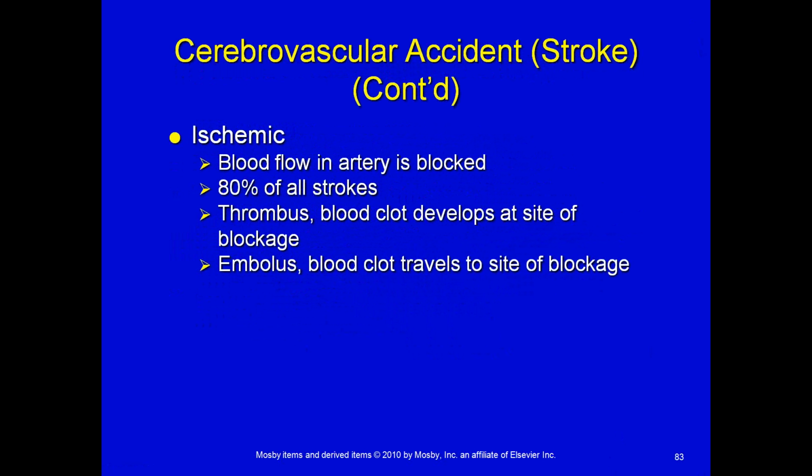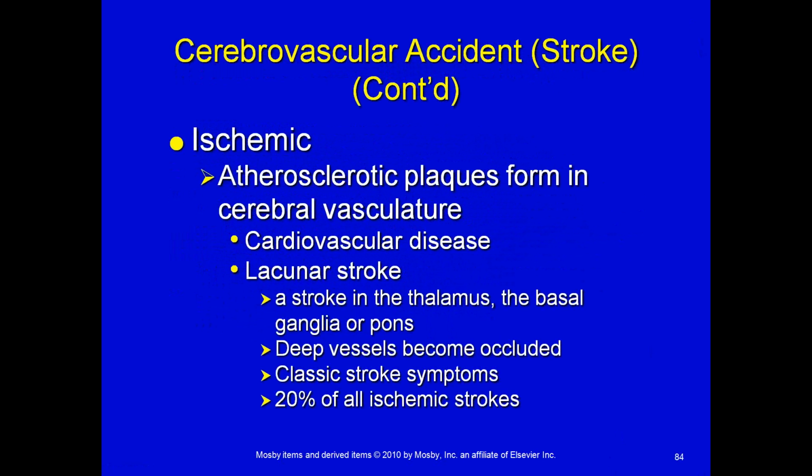Emboli, typically for the head, come from either the aorta or the carotids. Either the atrium, like in the case of atrial fib, or from the carotid arteries. So ischemic strokes are the result of atherosclerotic plaques that form in the cerebral vessels, and clots break free from those plaques when they rupture and get lodged in other vessels in the brain, causing a stroke.